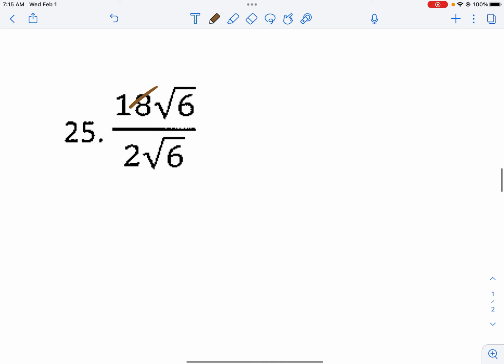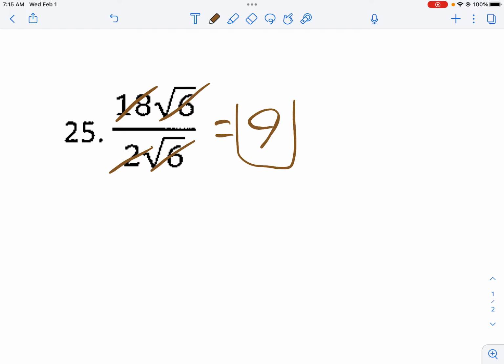Lastly, here we have 18 over 2, and the square root of 6s cancel as well. That just becomes 9, and I'm done.